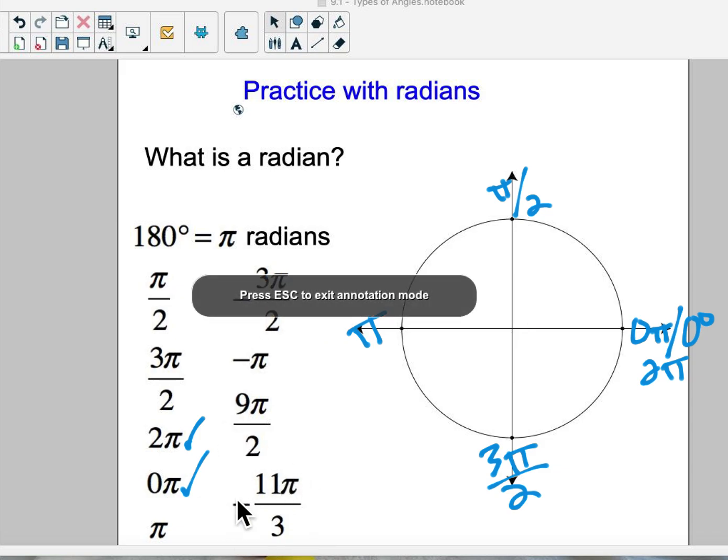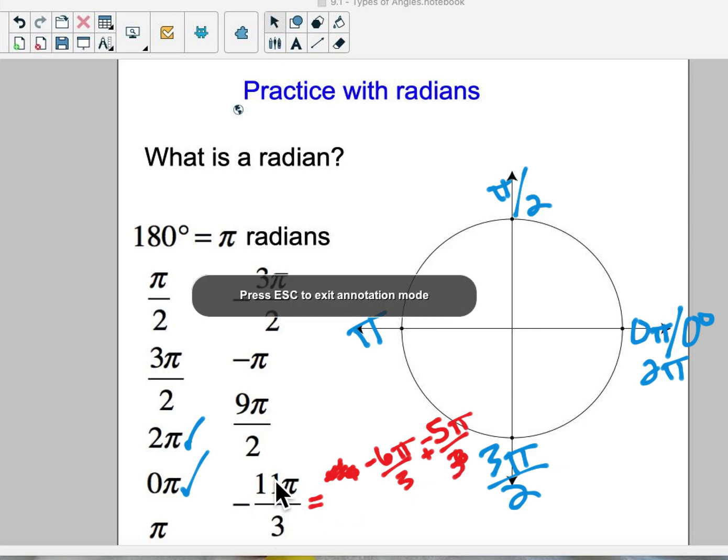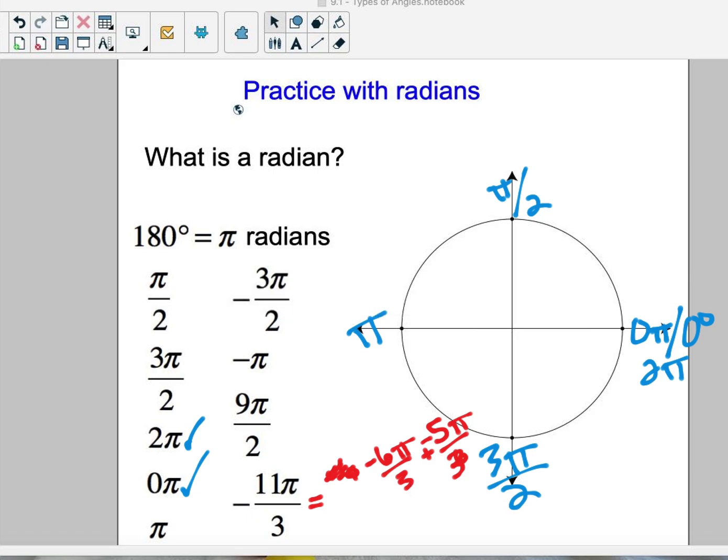Negative 11 pi over 3. All right, so now we're dealing with thirds, right? So what I would say is, all right, a negative 11 pi over 3. I know that that's the same thing as negative 6 pi over 3, and then minus another 5 pi over 3, or plus a negative 5 pi over 3. The only reason I broke it down like that is because 6 thirds, right? That's the same thing as 2 pi, or negative 2 pi. And I know negative 2 pi, I'm going negative, so negative 2 pi is right there.